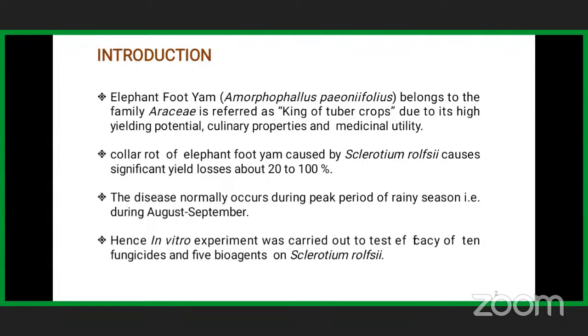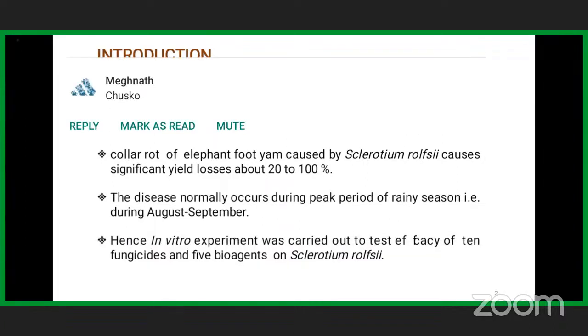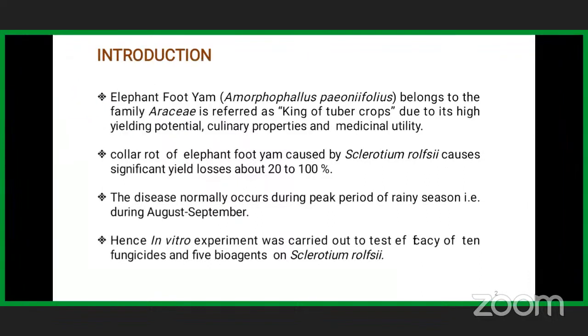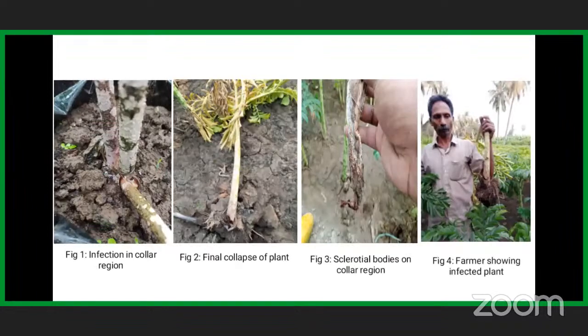Okay, ma'am. The disease normally occurs during the peak period of the rainy season, mainly in the months of August and September. Hence, we conducted an in vitro experiment to know the best method to control the collar rot of elephant foot yam. These are the symptoms on the plants in the regions of West Godavari.